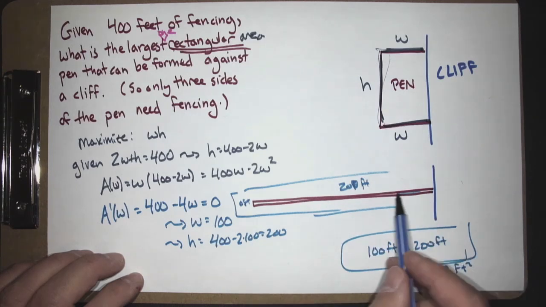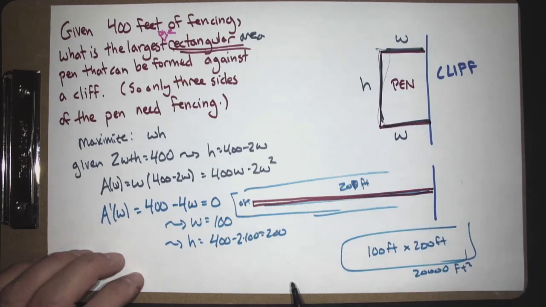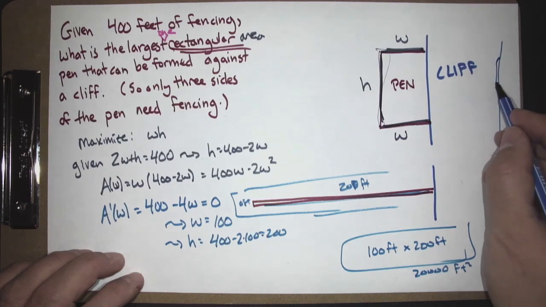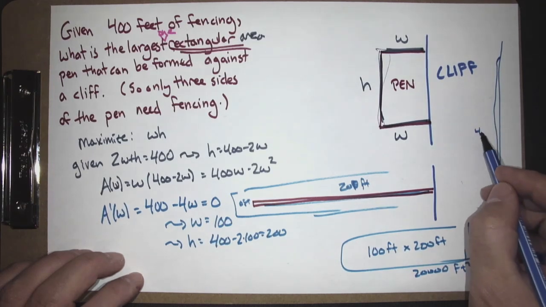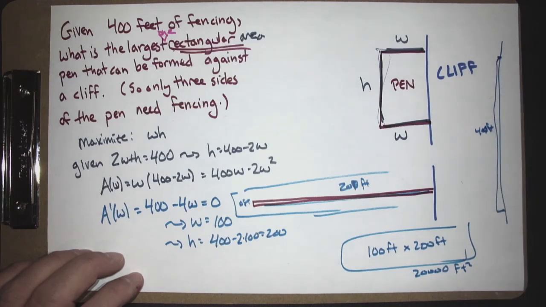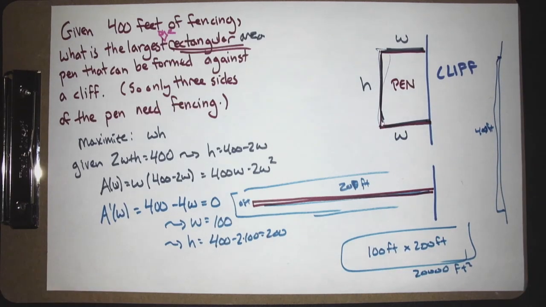How much area is there? 0. I could also put 400 feet along the cliff with nothing coming off the cliff. That's also a valid fence, which is 0. So those are the extreme cases, and I could argue by the extreme cases. But what if we wanted to use calculus tools? First derivative test or second derivative test? Which one do you want to try?